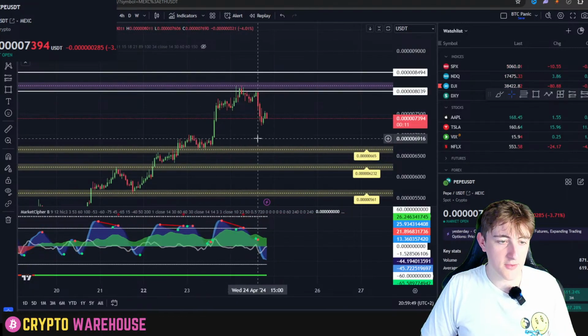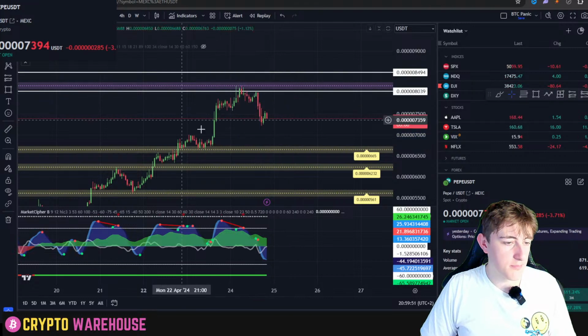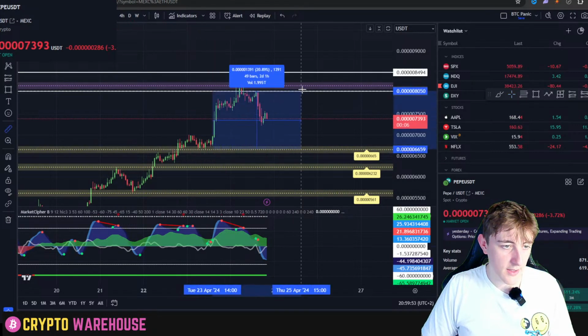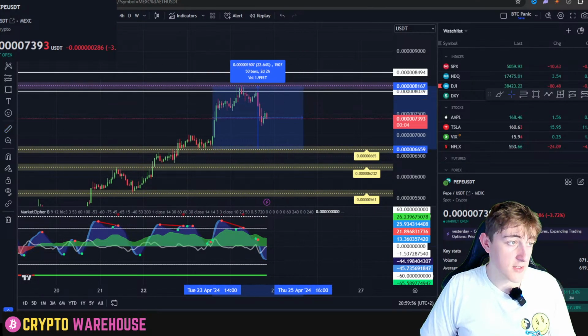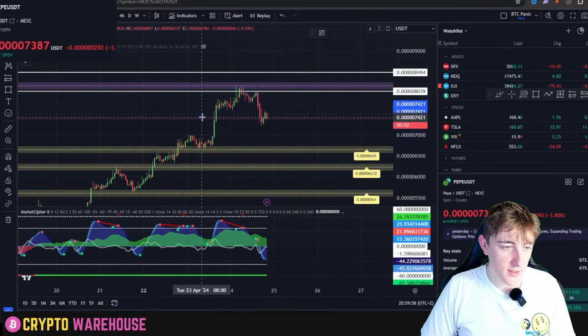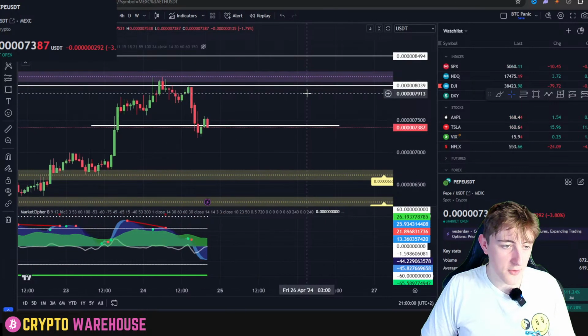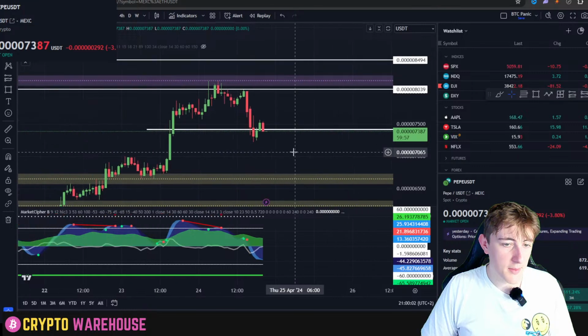So it looks like we're in this range, and we are basically at the midpoint. So the range is here. The midpoint, we are actually at the midpoint right now. So the midpoint is basically here, and we're hovering between being above and being below the midpoint. So we've just printed.